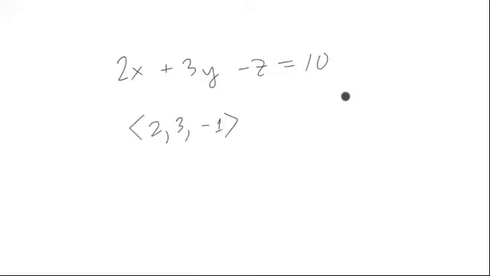So what if we had a point that's off the plane? Suppose this is the plane, and we have a point that's not on the plane. Let's just take the point 1, 1, 1, and we know it's not on the plane because when we plug in 1, 1, 1, we have 2 plus 3 minus 1, which is not 10. Maybe we're interested to know what the orthogonal distance is from 1, 1, 1 to the plane. How would we do that?